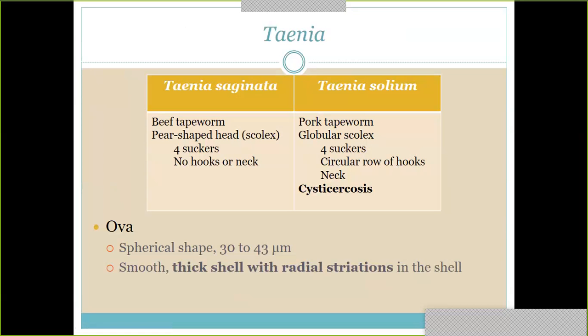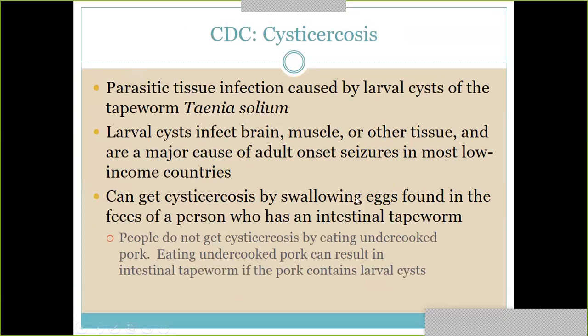Now, these cause a lot of diarrhea-type illness, but Taenia solium is also known to cause what we call cysticercosis, which you see in bold. If you go to the CDC, by the way, the CDC has amazing parasite pages. It has a whole page dedicated to cysticercosis. There is a board question on this, so I always like to mention it.